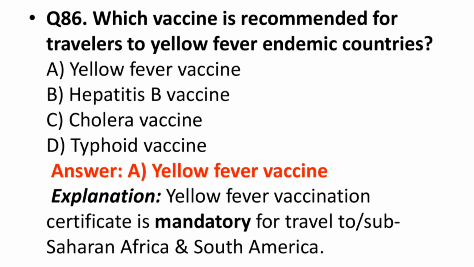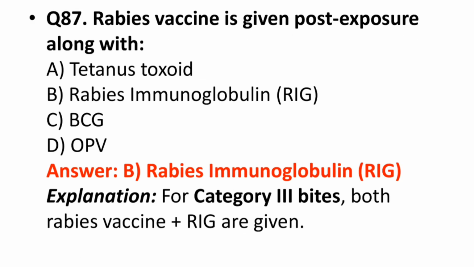Which vaccine is recommended for travelers to yellow fever endemic countries? Option A, yellow fever vaccine; option B, hepatitis B vaccine; option C, cholera vaccine; option D, typhoid vaccine. The correct answer is option A, yellow fever vaccine. Yellow fever vaccination certificate is mandatory for travel to sub-Saharan Africa or South America.